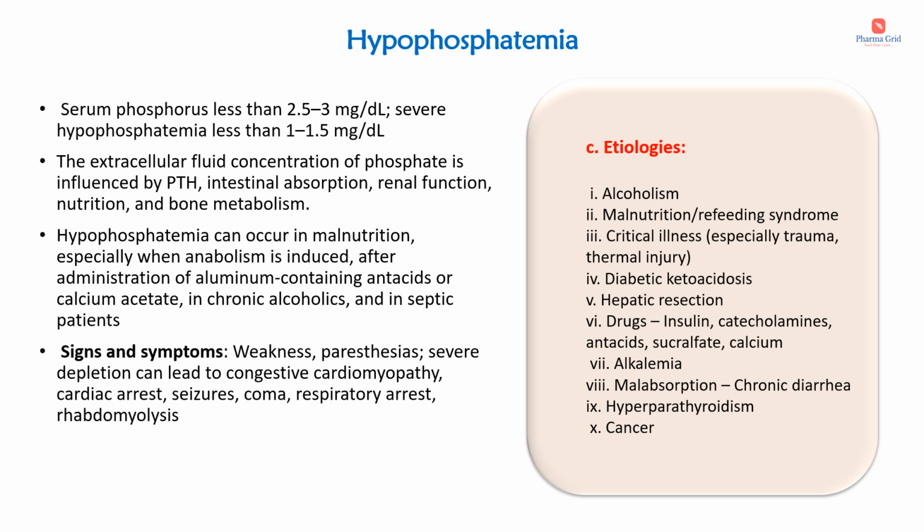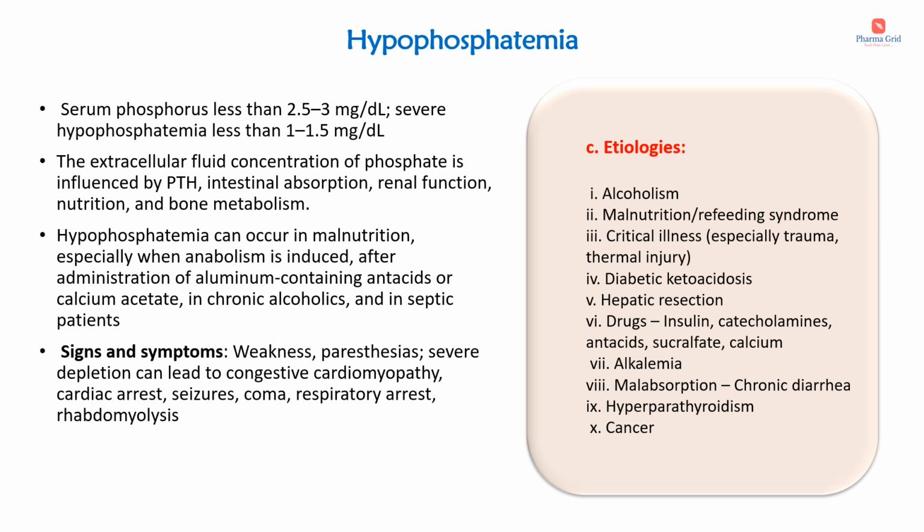So hypophosphatemia means serum phosphorus less than 2.5 to 3 mg per dL, and severe hypophosphatemia less than 1 to 1.5 mg per deciliter. The extracellular fluid concentration of phosphate is influenced by parathyroid hormone, intestinal absorption, renal function, nutrition and bone metabolism. Hypophosphatemia can occur in malnutrition, especially when anabolism is induced after administration of aluminum containing antacids or calcium acetate, in chronic alcoholics and in septic patients.